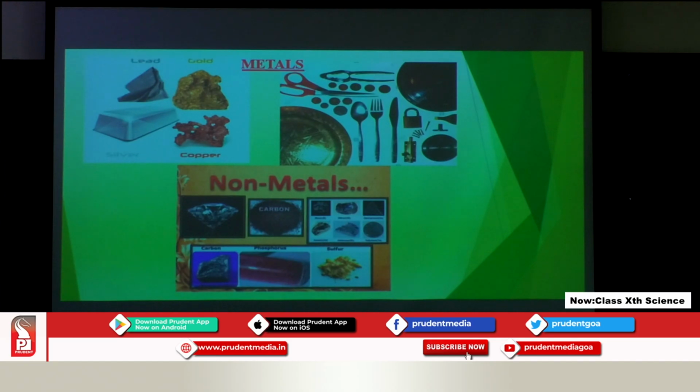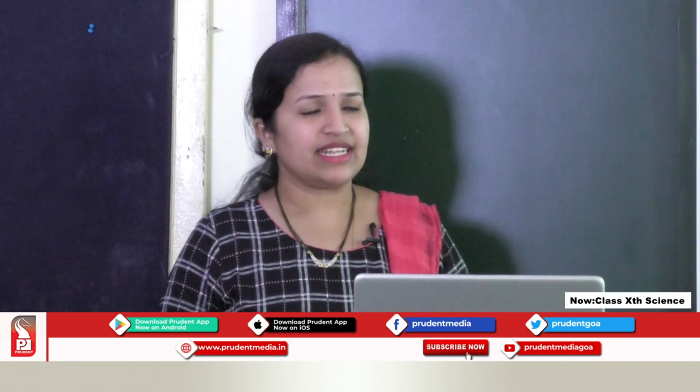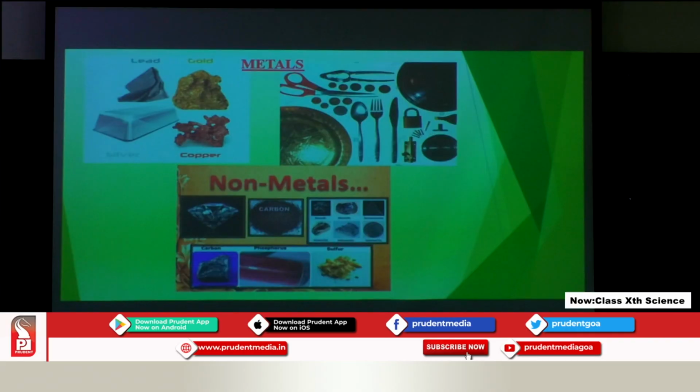The second example, in the third picture, you can see the non-metals. The first, the shiny substance, is the diamond. It is the hardest substance present in nature. It is one form of carbon.